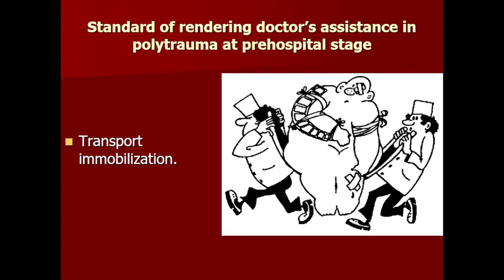Next indication: damage of soft tissue, including gunshot wounds, burns, frostbites, crush syndrome. Indication number 3 is damage of joints, dislocations included. And the last indication for transport immobilization is damage of major vessels and nerves. If you apply a tourniquet, you obligatorily must make transport immobilization.